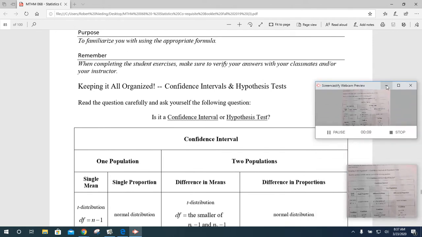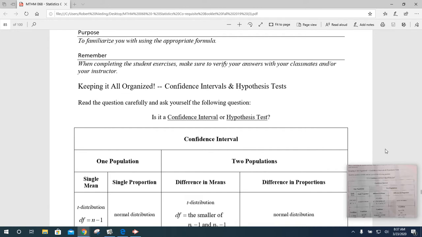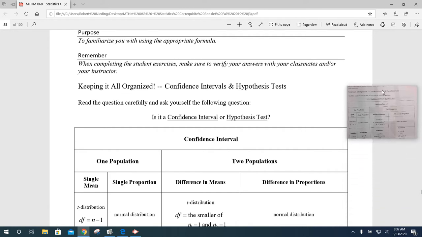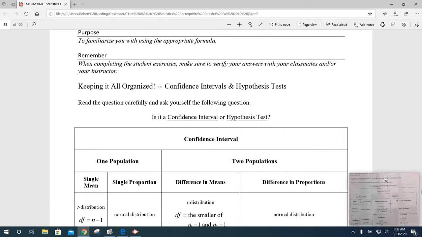Let me get rid of this right here, and another thrilling rendition into statistics. I can move this around a little bit. Don't pay attention to this over here right now.